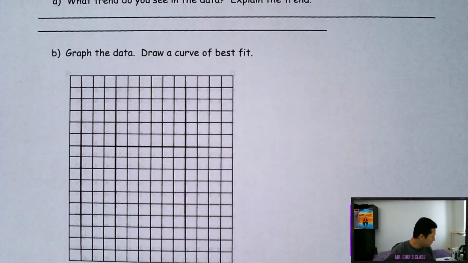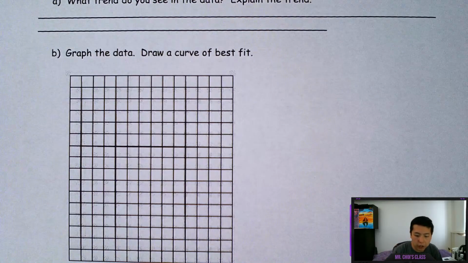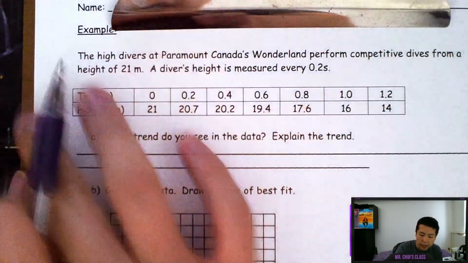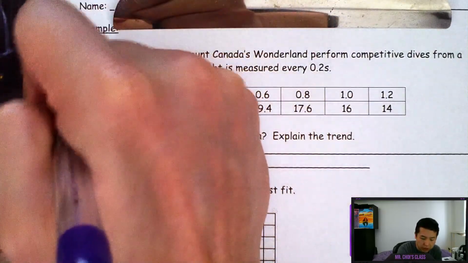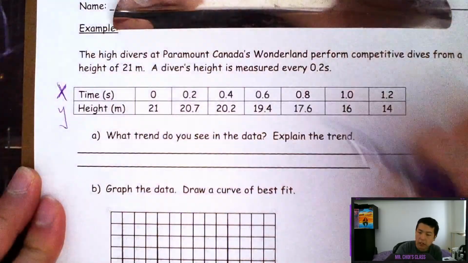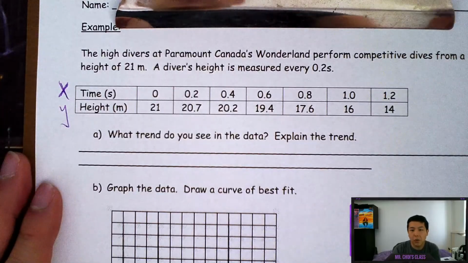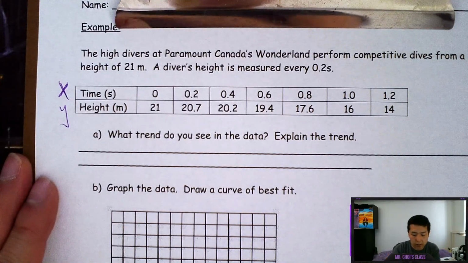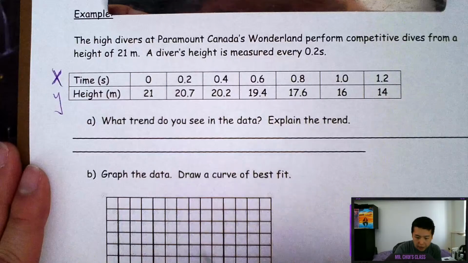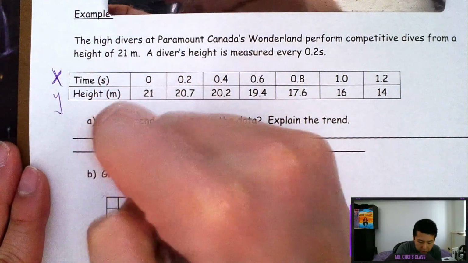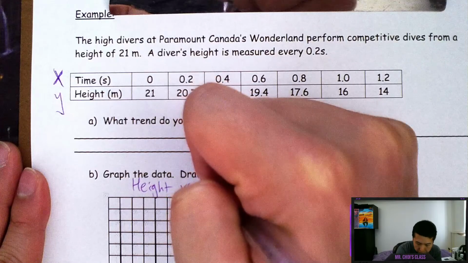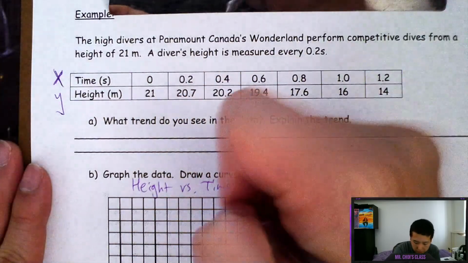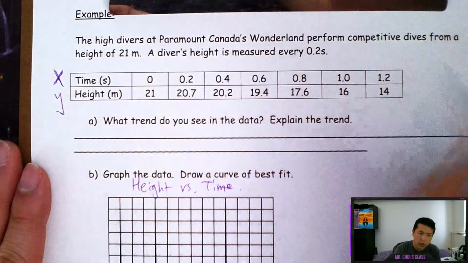So step 1 in our graphing checklist was our title. What's our title going to be? When we have a table given to us like this, if it's horizontal, X will always be first, Y is always second. And we said our title is written in terms of Y versus X. So our title for our graph here would be height, which is our Y, versus time, which is our X. Okay? So that's our first thing.